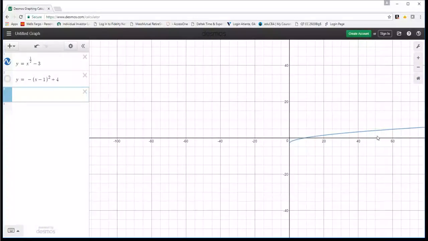So our range is going to be our domain. Just to recap, our domain can be anything from 0 to infinity, and our range can be anything from -3 to infinity.